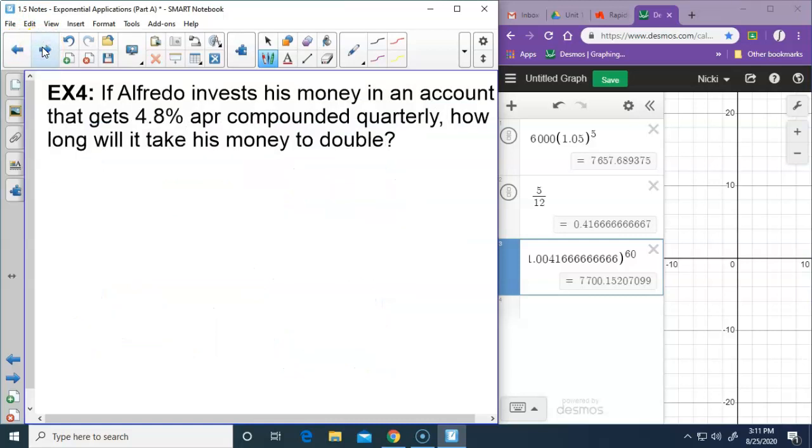Okay, let's look at the next problem that we've got here. If Alfredo invests his money in an account that gets 4.8% APR compounded quarterly, how long will it take his money to double? So this particular account is compounding quarterly, which would mean 4 times per year. And that means we're going to have to take our 4.8% and divide it by 4, because this is annual percentage rate, which is going to give us 1.2%, and this is your quarterly rate.